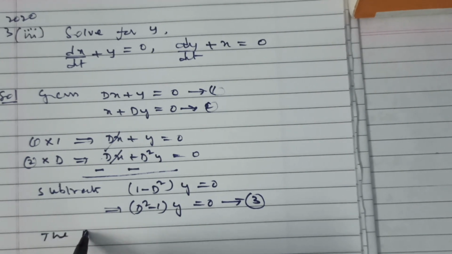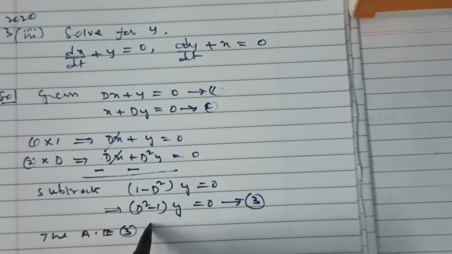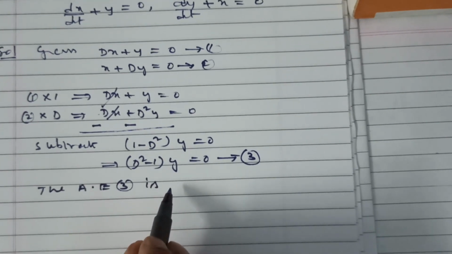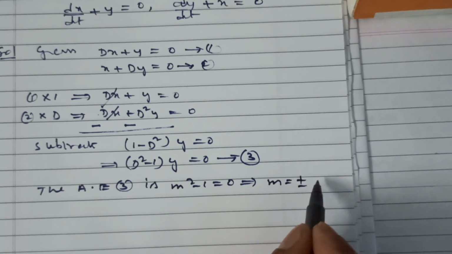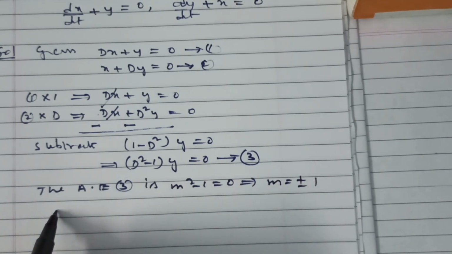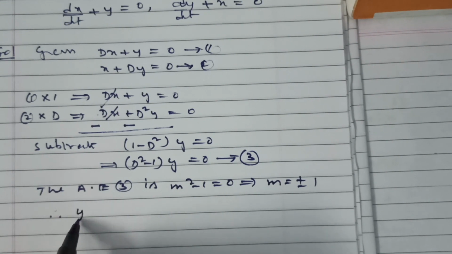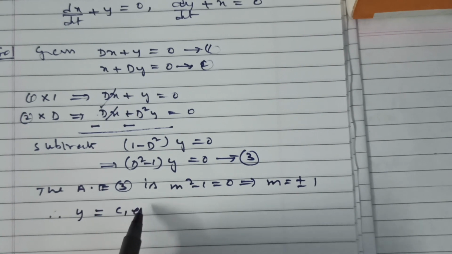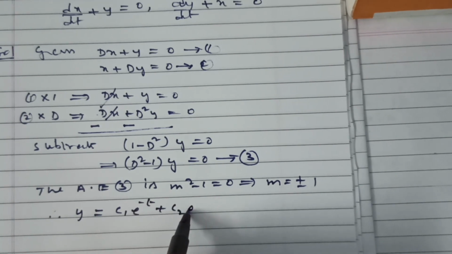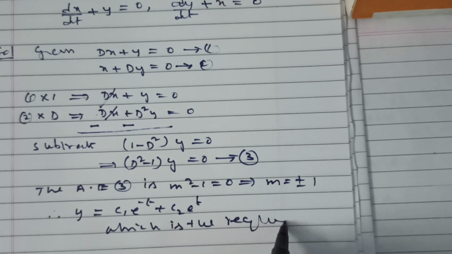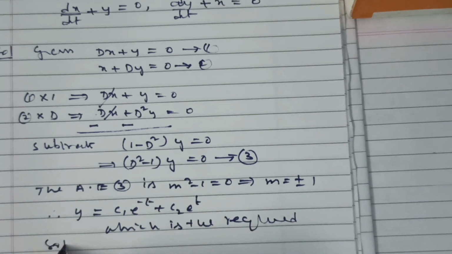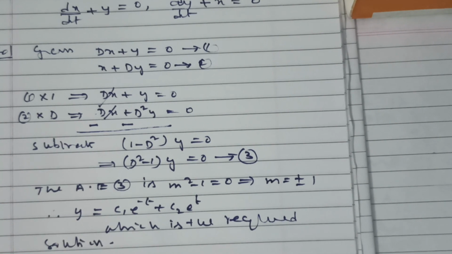The AE of 3 is m square minus 1 is equal to 0. m is equal to plus or minus 1. Therefore, y is equal to c1 e power minus t plus c2 e power t, which is the required solution.